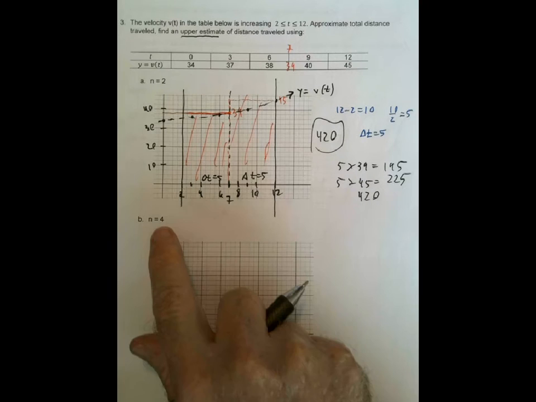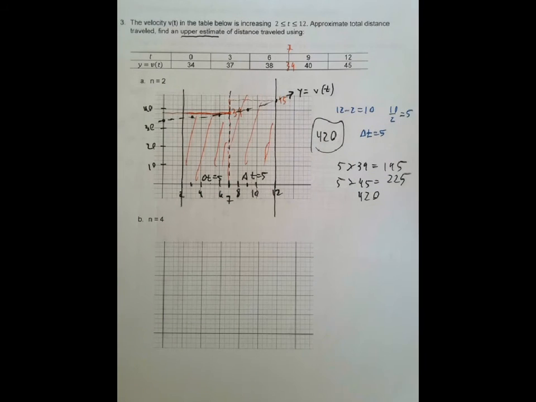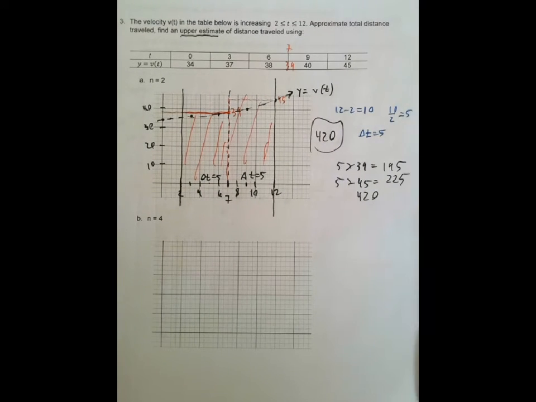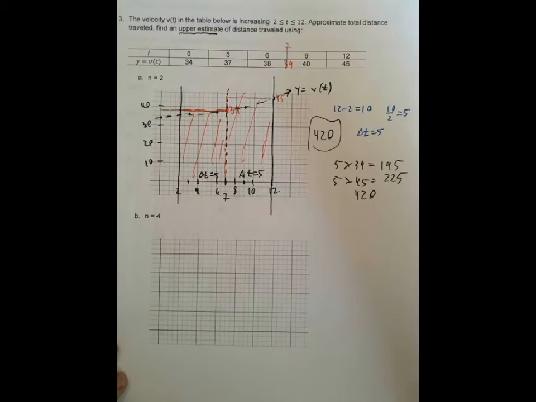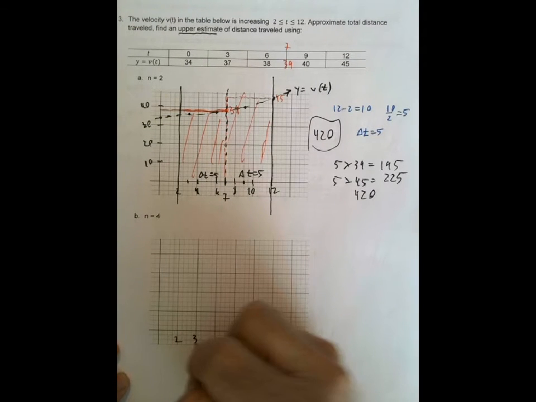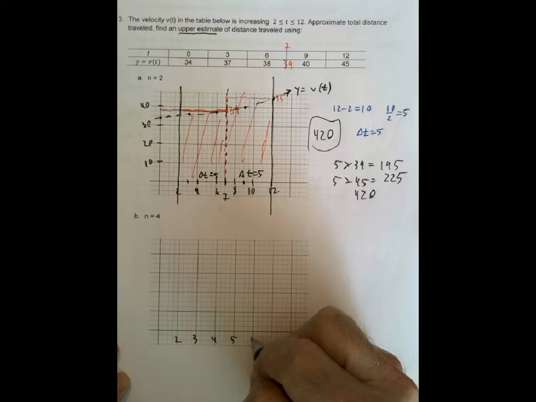Now we'll do it again, but using 4 instead of 2. So here, we're going to scale the graph the same way. 2, 3, 4, 5, 6, 7.